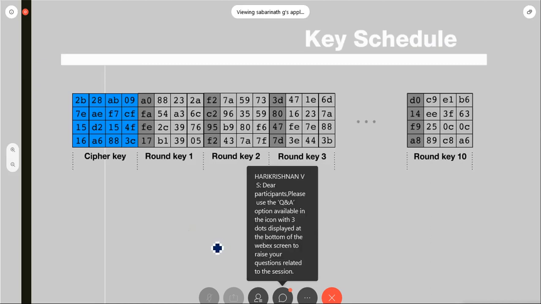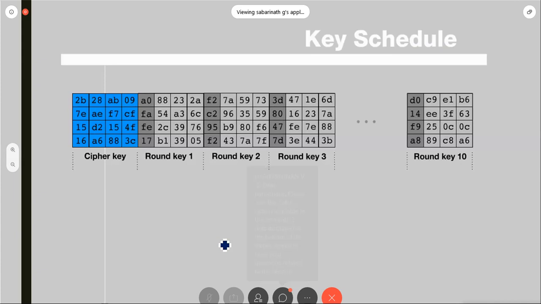Four operations: substitution by bytes, ShiftRows, mixed columns, and AddRoundKey. Four operations and the key expansion algorithm for the Advanced Encryption Standard. That is it from my part. Now, if you have any questions, I'm ready to take them.